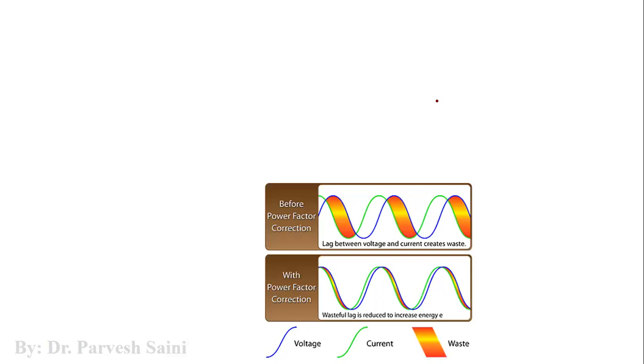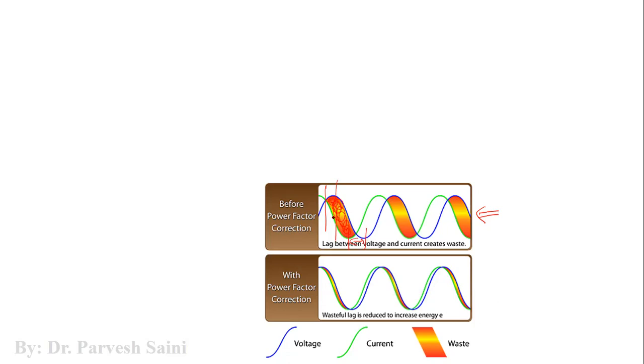Now let us see this picture here. When we have the lagging power factor, the first picture shows you the lagging power factor. You can see here, the blue wave is for voltage, the green wave is for current, and this shaded region is a waste, right? As in the case of inductive loads, the current lags the voltage by some angle. You can see here the current and voltage are lagging from one another, right? So there is a significant phase difference. Now you can see this is nothing but the waste.